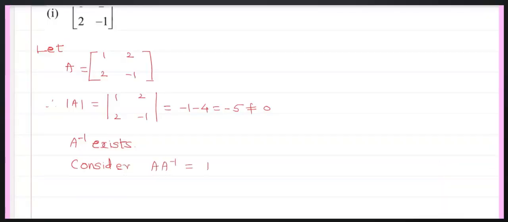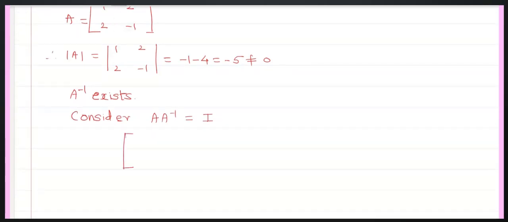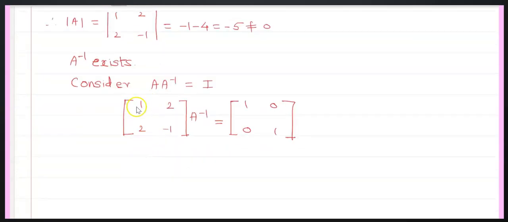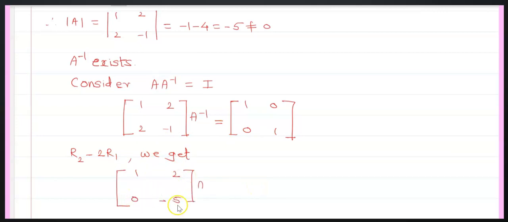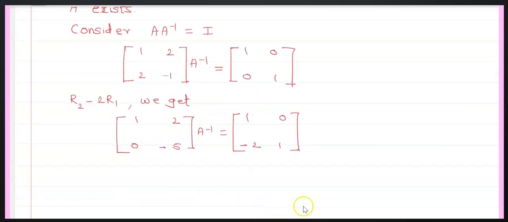Consider A into A inverse is equal to I. Here we are applying the row transformation. 1, 2, 2, minus 1, A inverse is equal to 1, 0, 0, 1. Now our objective is that first make this element 1. Yes, it is already 1. Now make this 2 a 0. That is why R2 minus 2 times R1 we get. Perform the same operations on the right hand side also. That is 1, 2, 0, minus 5, A inverse, equal to 1, 0, minus 2, 1.